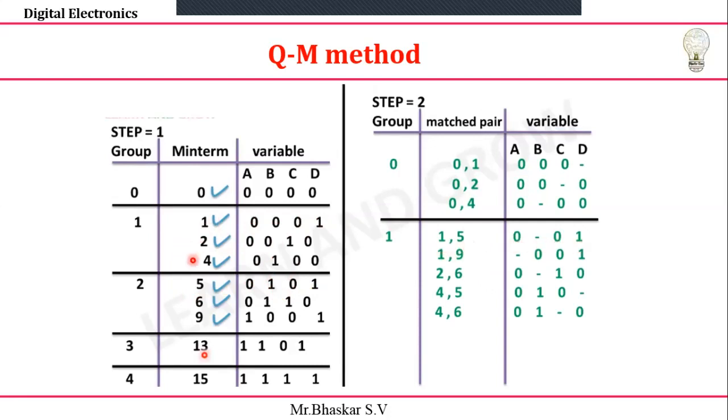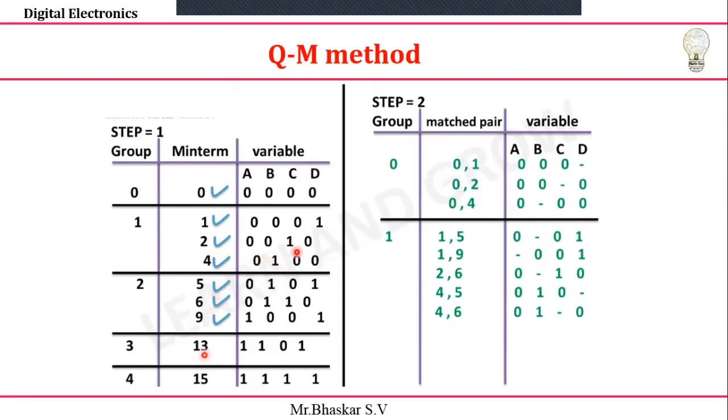Similarly, looking for 1 and 9, I'll get dash 0 0 1, because the first bit is changing, and is there any other bit? No. Next, once 1 is over, go for 2. 2 with respect to the remaining groups. 2 means 0 0 1 0. Looking at 5, it is not possible.